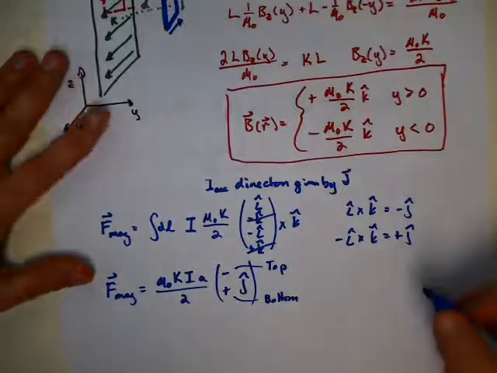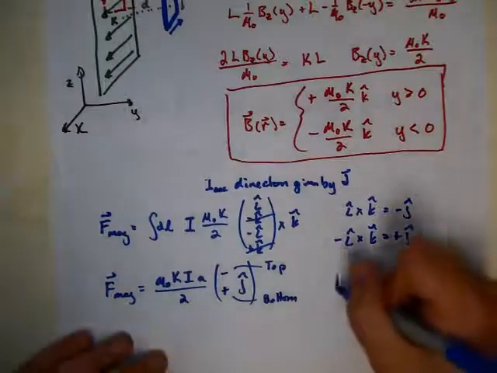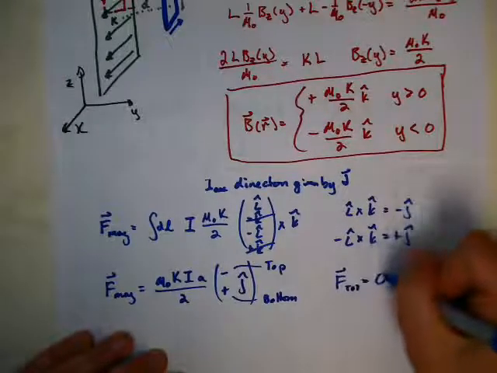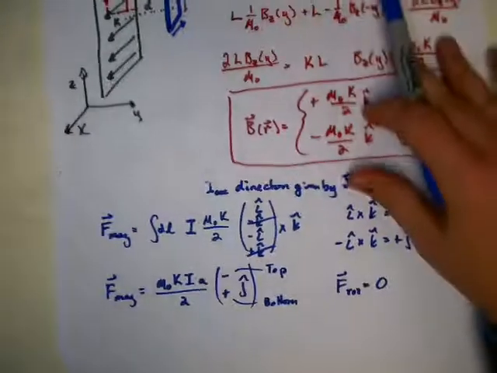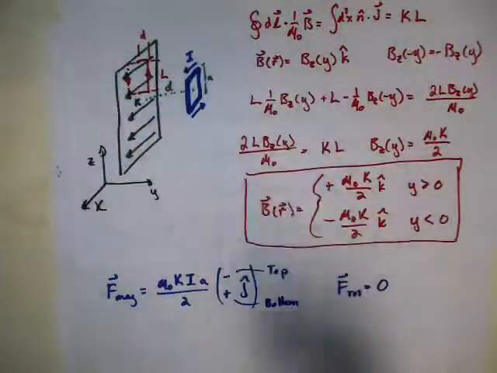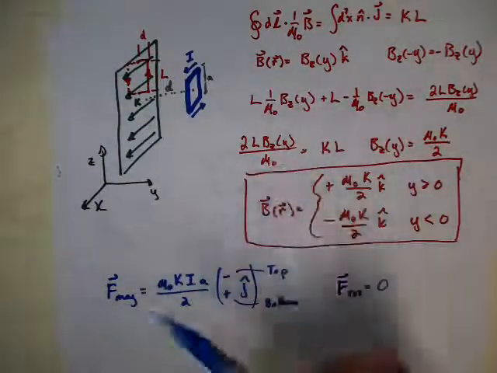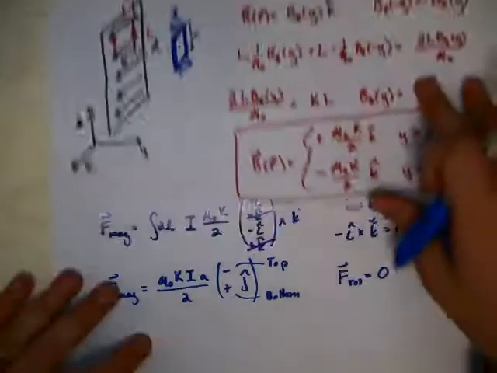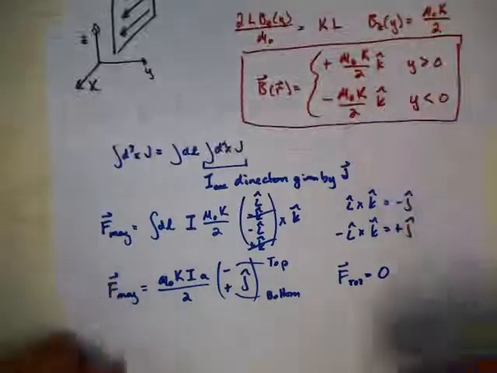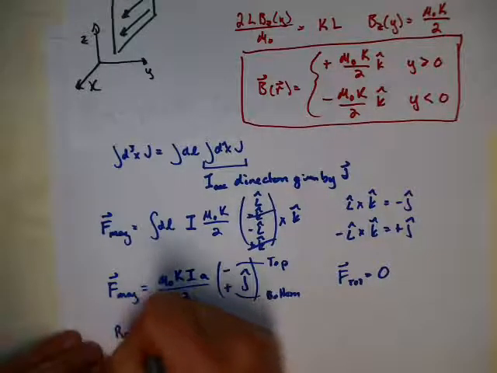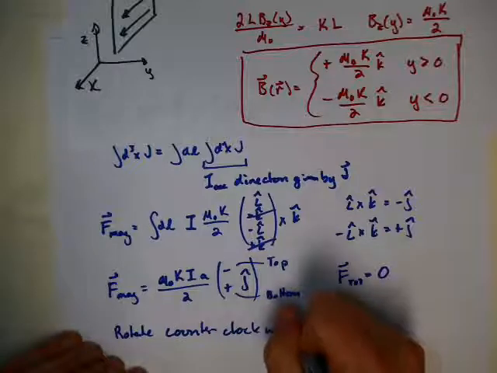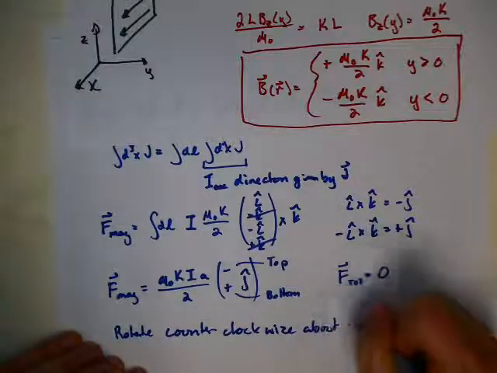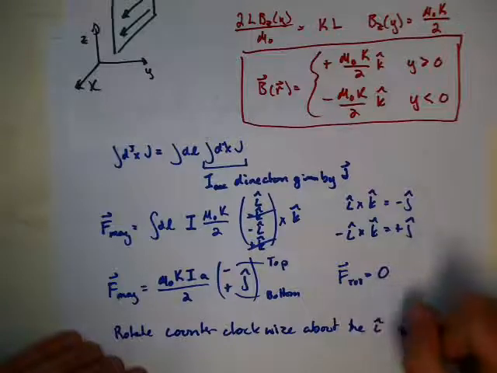So the total force, of course, is 0. If you add the force from both of them, this is going to be 0. So F total is going to be 0. But that doesn't mean this thing isn't going to move. What this says is the motion that this loop is going to experience is a torque about the x-axis. And so it's going to try and rotate in the counterclockwise direction about the i hat direction.